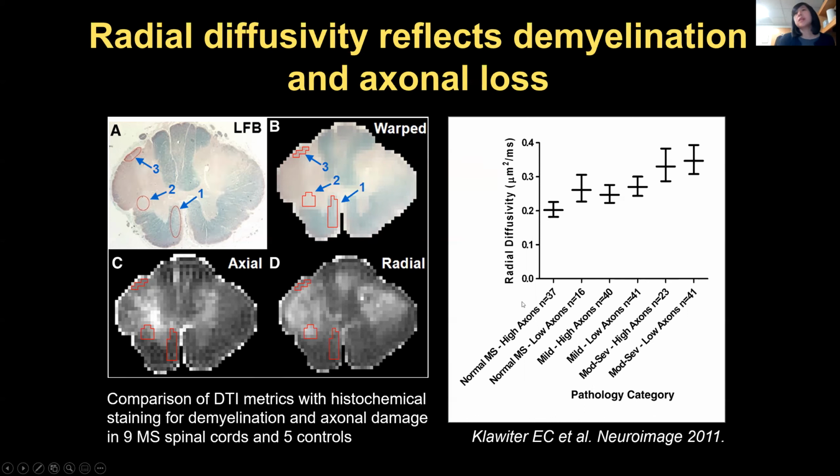And what they saw was that the radial diffusivity can serve as a surrogate for demyelination, that it does in fact increase in the presence of demyelination, but that it also increases in the presence of axonal loss. And so even radial diffusivity is not really that pathologically specific within this chronic human MS tissue.